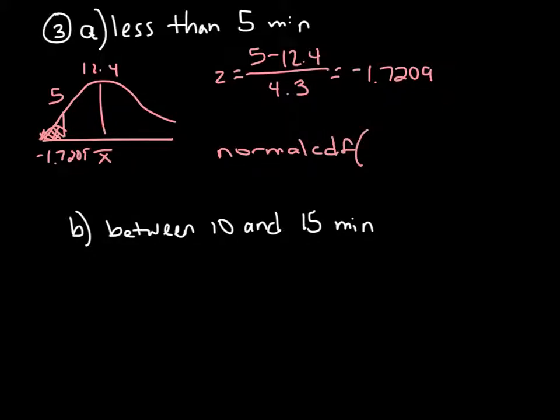So our lower bound, really what we want to do is pick a really, really small number over here. I usually use negative 9999. And then our upper bound would be this right here. So we're going to have negative 9999, and our upper bound is negative 1.7209. Okay, when you plug this in the calculator, it does give you as a decimal 0.043, but because they want the answer to the nearest tenth of a percent, you'd have to move the decimal place over twice, which gives you 4.3%.